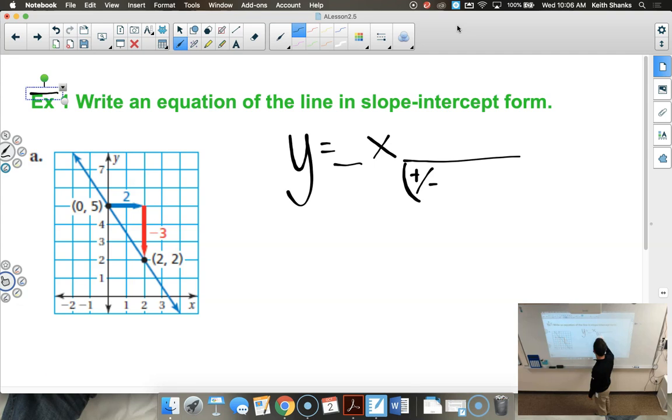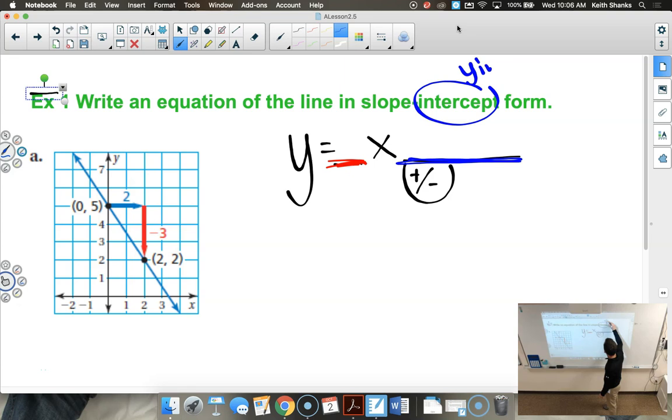I'll put a little note here for myself. This is going to be a plus or minus. I don't know where the y-intercept is all the time. But this is how I'm going to solve these. Every single time, this is always my slope, and this guy is always my y. I want to make sure it's the y-intercept, because we were talking about the x-intercept the other day. So we've got our slope and a y-intercept.